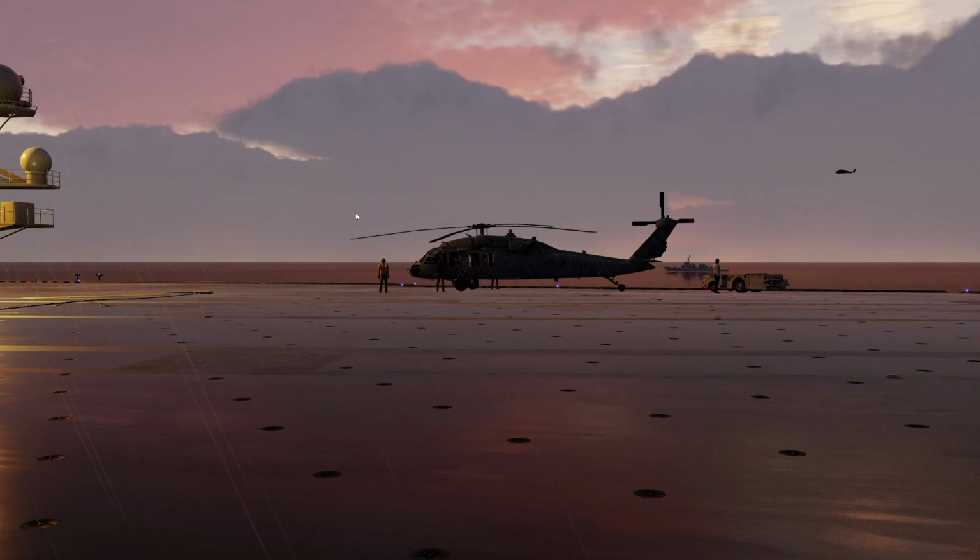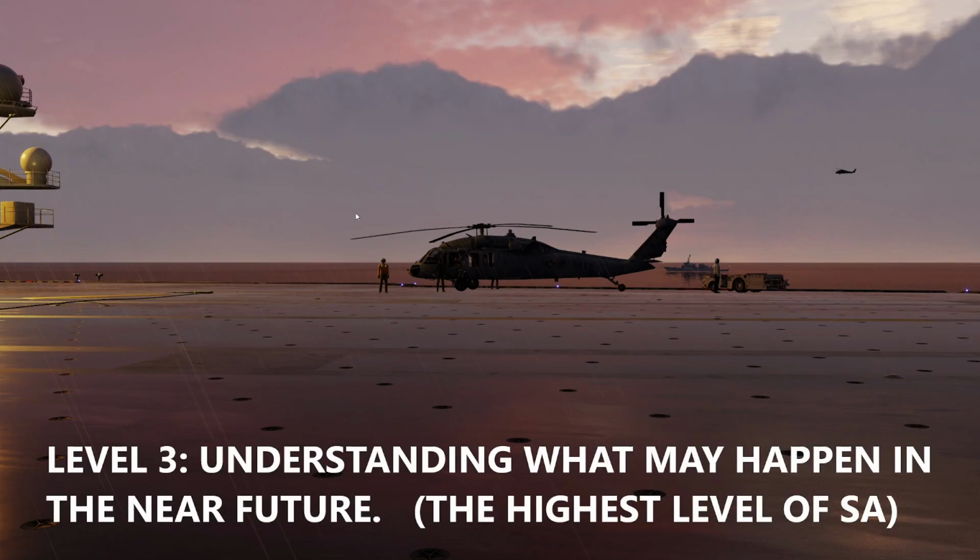Now let's look at level 3. Level 3 is the understanding of what might happen within the situation in the near future, kind of like predicting. This is the highest level of SA, and basically the ability to project events that might happen based on your analysis of the information and the results of your actions.